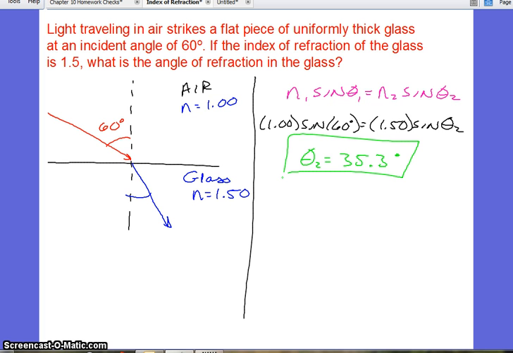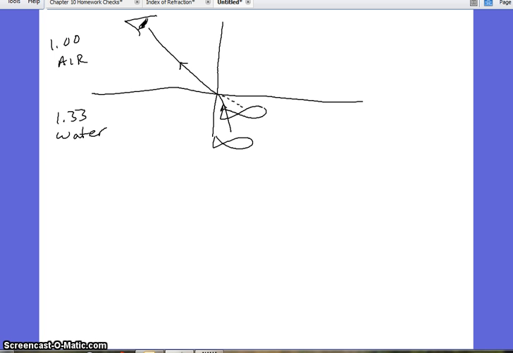Because it's a denser material, it has a higher index of refraction. It's going to bend towards the normal line. Now, we had said that if it goes from a high to low index of refraction, it's going to bend away from the normal line. So let's say that we're going from diamond, which has a high index of refraction, to air, which has a low index of refraction.